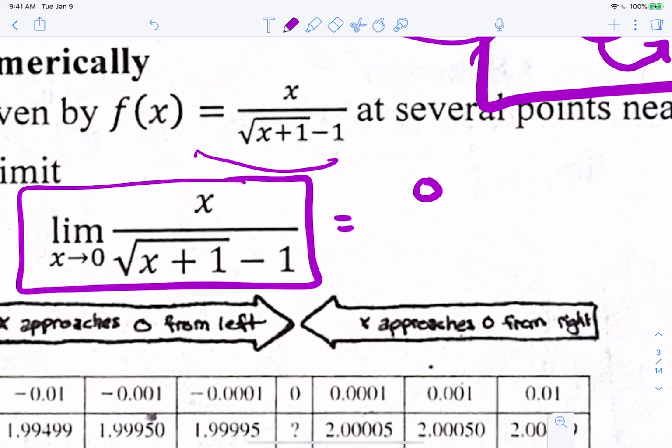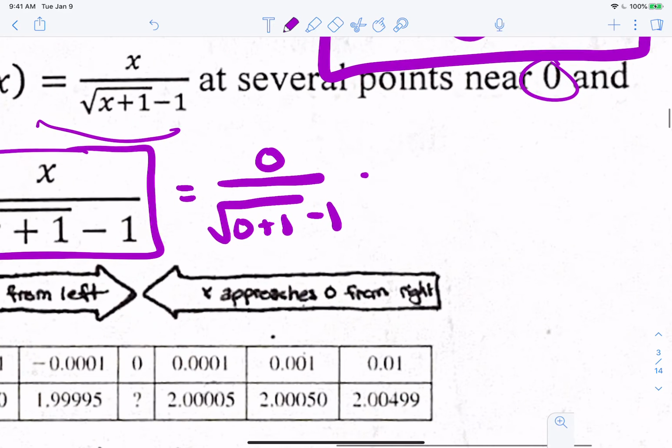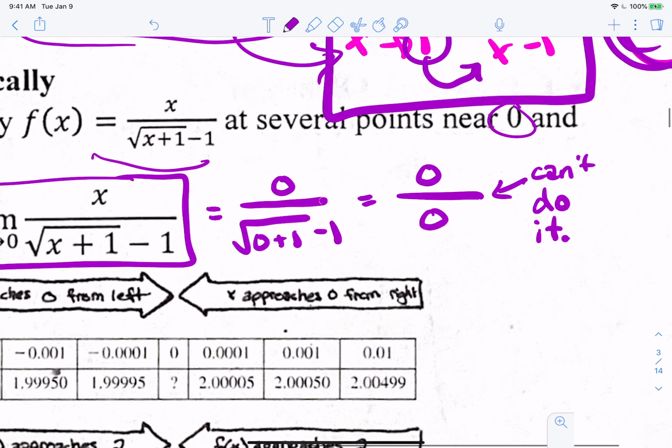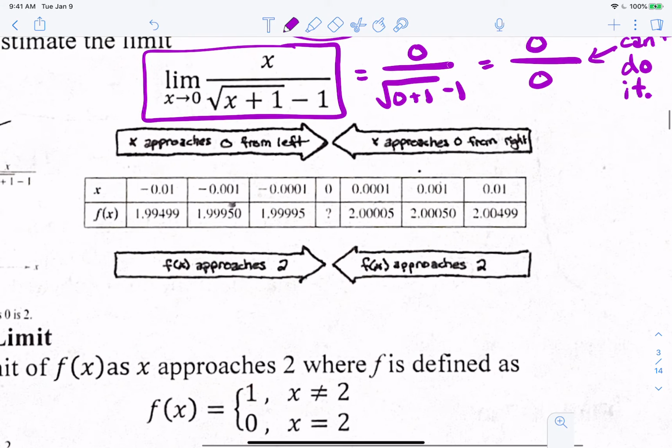If I plug 0 in, I'll get 0 over the square root of 0 plus 1 minus 1. Okay, let's see what that comes out to be. 0 over the square root of 1 minus 1 is just 0 again. Can't do it. Okay, so we end up with a problem. I cannot physically plug 0 into the equation. So what we're doing is we're creating this table, which is going to show me on the left and the right side of 0 what that value is approaching.